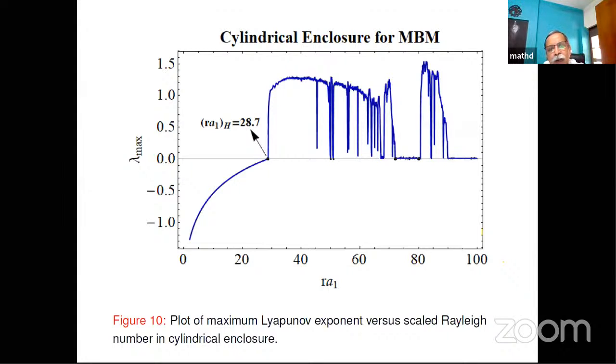And so we came across the 5-mode Lorenz model. So if you solve the Lorenz model for very high value of the Rayleigh number, thermal Rayleigh number, you'll see that this plot for the maximum Lyapunov exponent crosses this axis, the R axis, and this is indication of the onset of chaos. Now, the Hopf Rayleigh number is 28.7 in the case of a cylinder. It is 24 in the case of the rectangular enclosure.